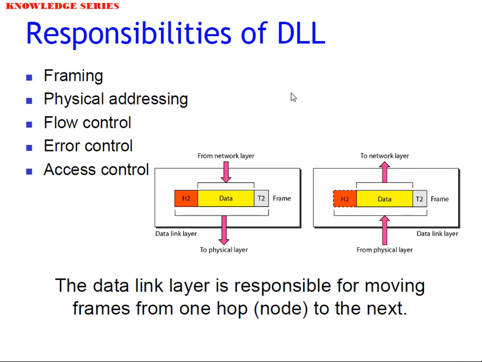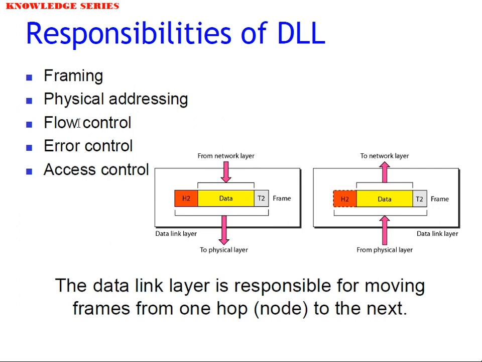Now in the case of the data link layer, you can see that it's basically responsible for moving a frame from one hop to the next. That means the upper layer of the data link layer is the network layer. The upper layer's network layer data is taken and encapsulated with the header and trailer into a frame and then sent to the physical layer. And that's how the reverse process takes place.